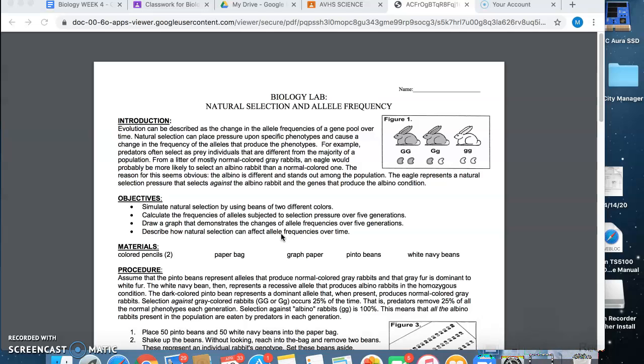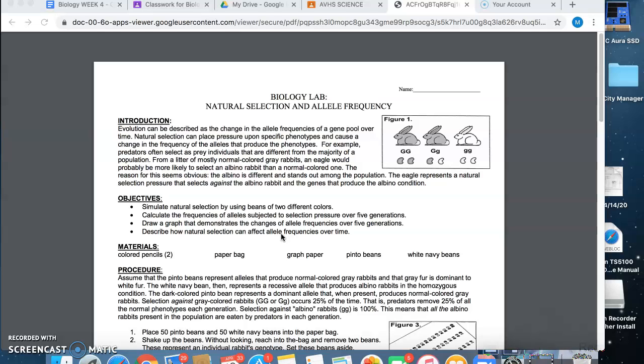So I could not find beans at my house. Strange but true. So we are using a different type of bean. Jelly beans. And so we picked colors green and orange. So green is going to stand for the big G or the gray allele. And the little g, the only way you can get the albino rabbit, or in our case, the orange rabbit, is if you are born with two little g alleles.